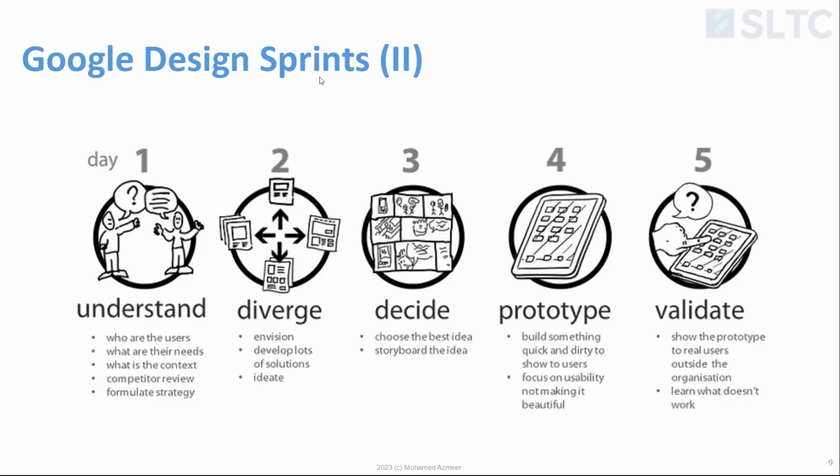So this is the Google Type 2 design sprint. So it's a 5-day thing. Day 1, understand. Day 2, diverge. Day 3, decide, prototype, validate. So understanding who are the users, what are their needs, what is the context, competitor review, formulate strategy. So what do you mean by context?